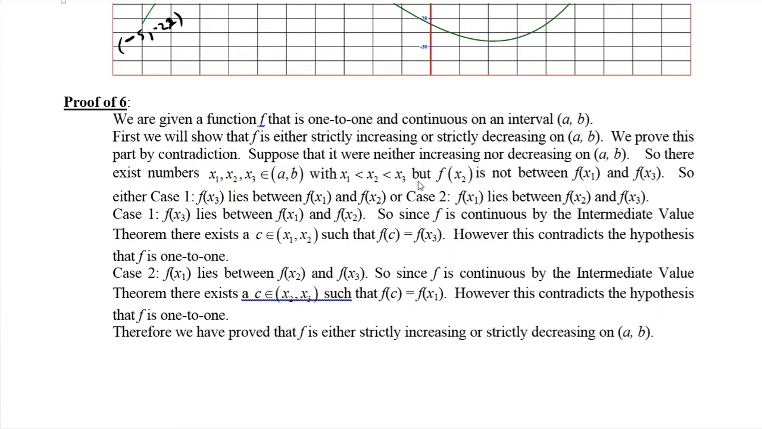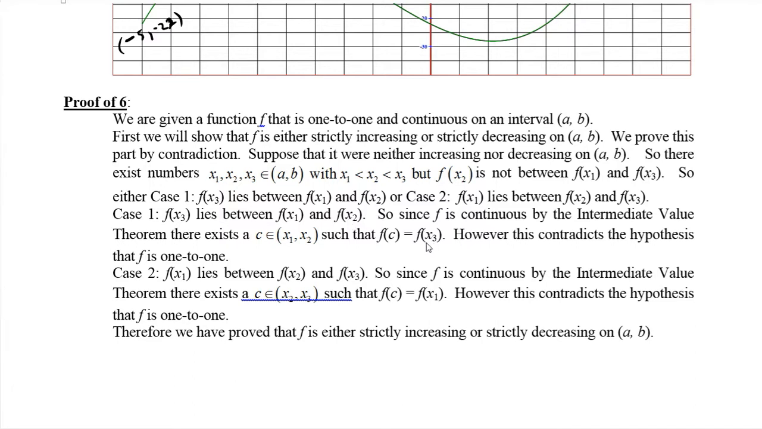Okay? So there's one case. Either f of x3 is between f of x1 and f of x2, or case 2, f of x1 lies between f of x2 and f of x3. Okay, so if f of x3 is between f of x1 and f of x2, now remember f is continuous, so the intermediate value theorem says there's some c in that interval from x1 to x2 such that f of c equals f of x3, because f of x3 is between f of x1 and f of x2.